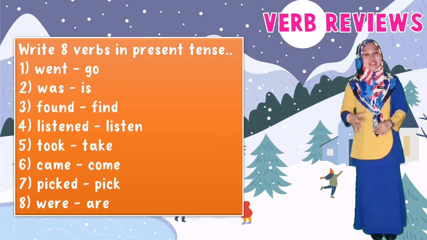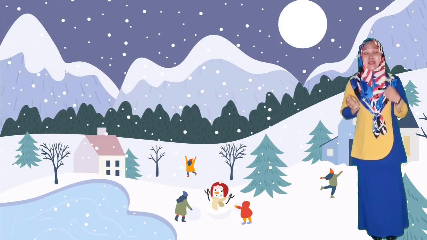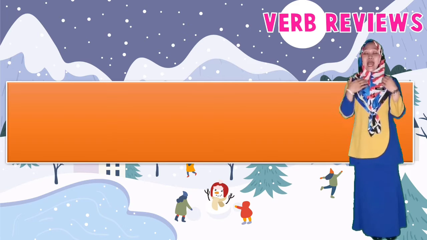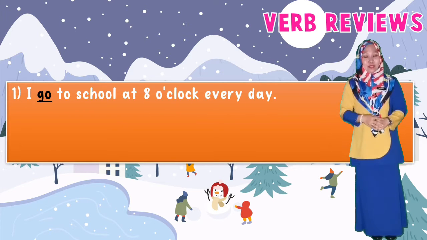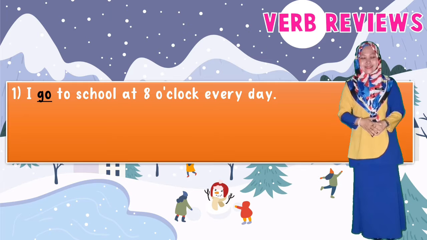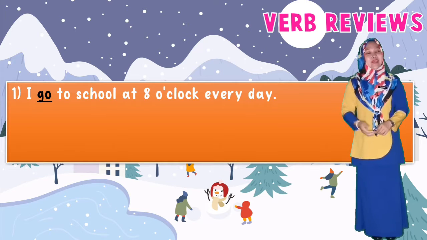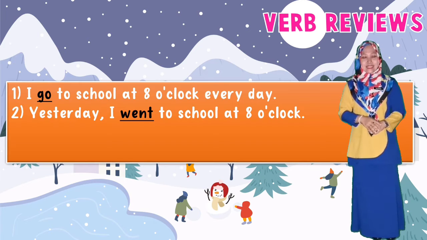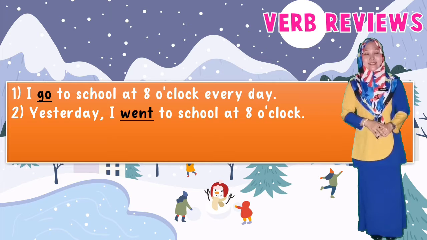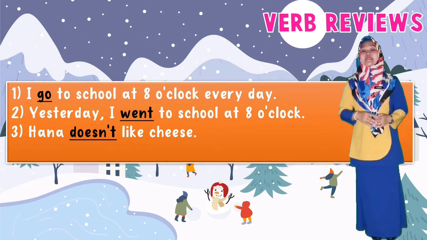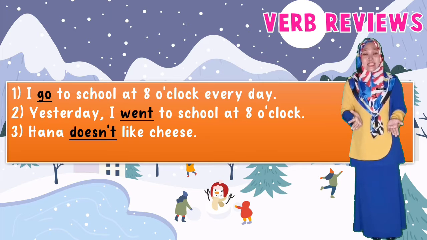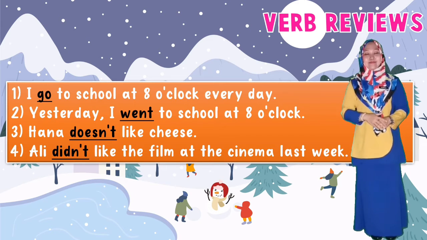Let me show you these sentences in both past and present form. Sentence number 1. I go to school at 8 o'clock every day. Sentence number 2. Yesterday I went to school at 8 o'clock. Sentence number 3. Hannah doesn't like cheese. And sentence number 4. Ali didn't like the film at the cinema last week.